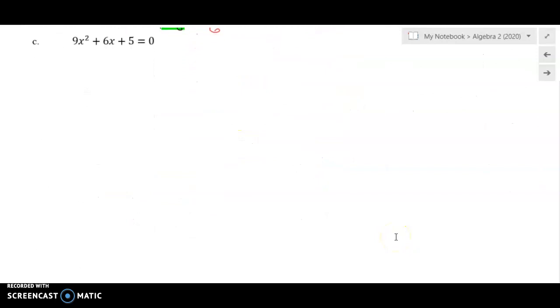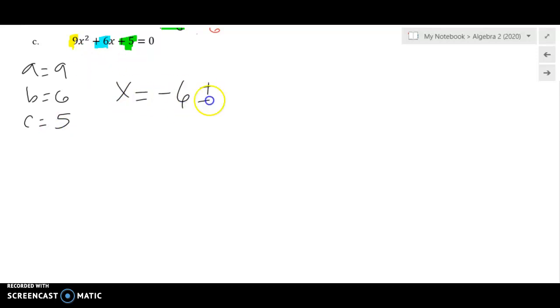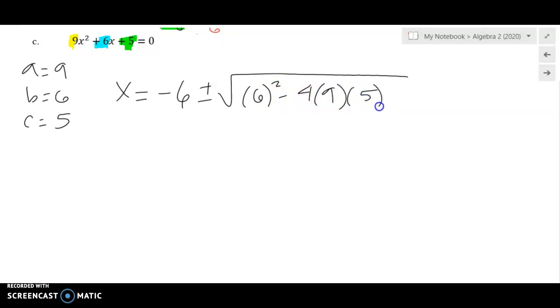Okay, last one for today. I have 9x squared plus 6x plus 5. Let's go ahead and label the pieces. A is going to be 9. B is going to be positive 6. And C is going to be positive 5. Okay, let's plug it in. X equals negative B plus or minus square root b squared, and I'm plugging in the numbers, b squared minus 4ac, all over 2 times a.